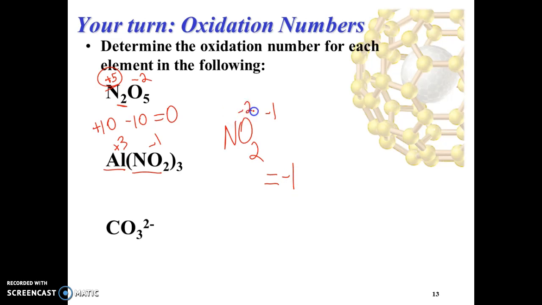So O gets priority to be negative 2. 2 times that gives me negative 4, which means the positive here, now this case, I'm not adding up to 0. We want it to add up to negative 1. So that means I have to be +3 in this case. And there's only one N, so in this case, the oxidation state is +3 for my nitrogen.